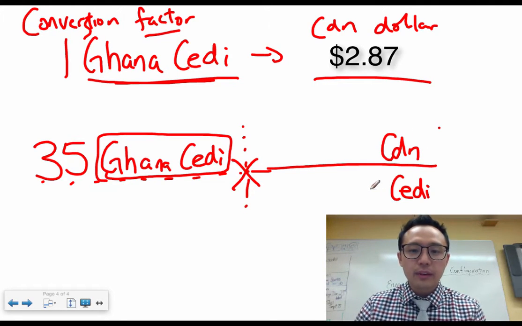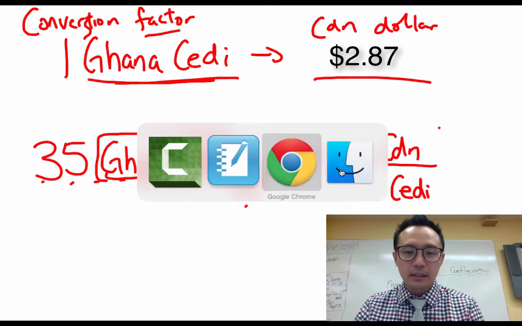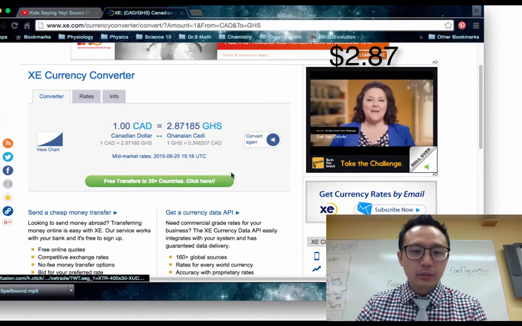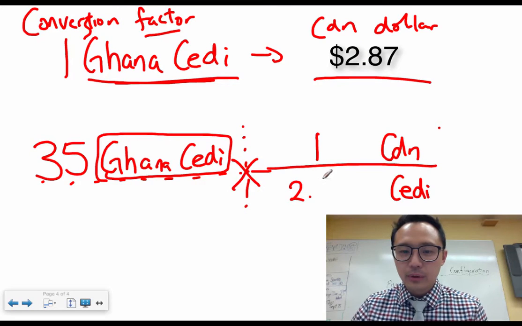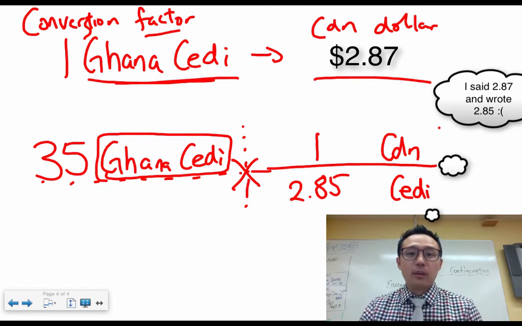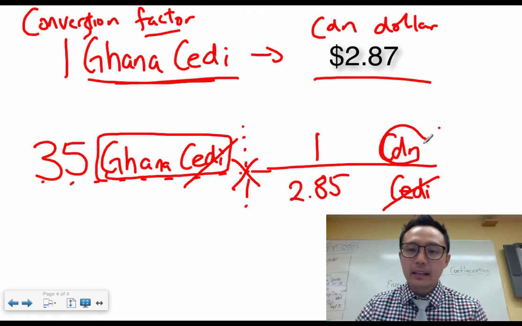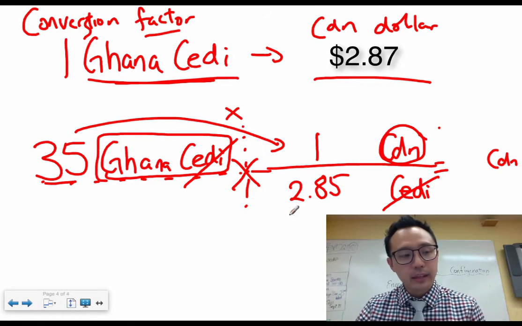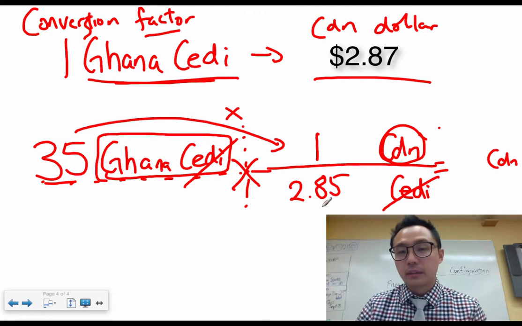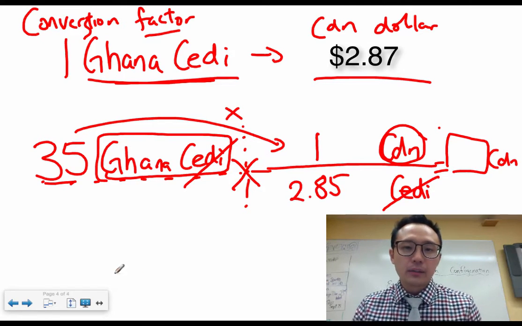So the conversion factor right now is 1 Canadian dollar is, let me see, oh, one second, 2.87, oh, it's actually not that much anymore, 2.87 cedis. So the cedis will cancel with what you started. The Canadian dollar is what you want, so that's what's left. And then you go 35 multiplied by 1 divided by 2.85, which is just 35 divided by 2.85, and that's your Canadian. So you might be wondering, can I use this for anything else?